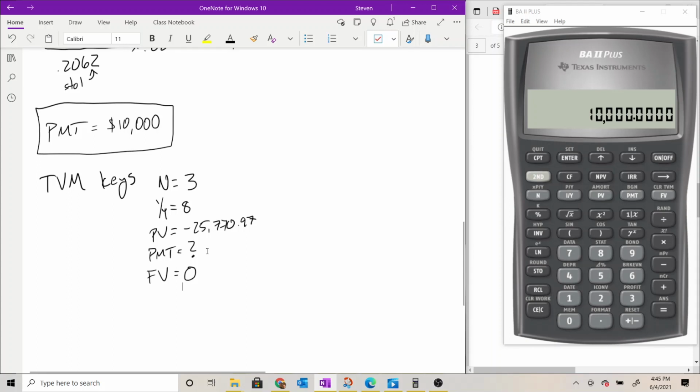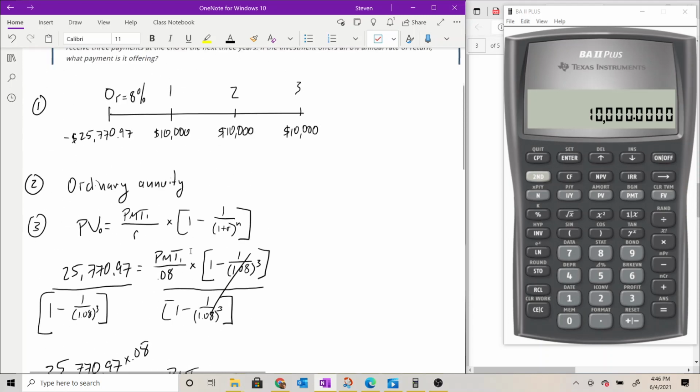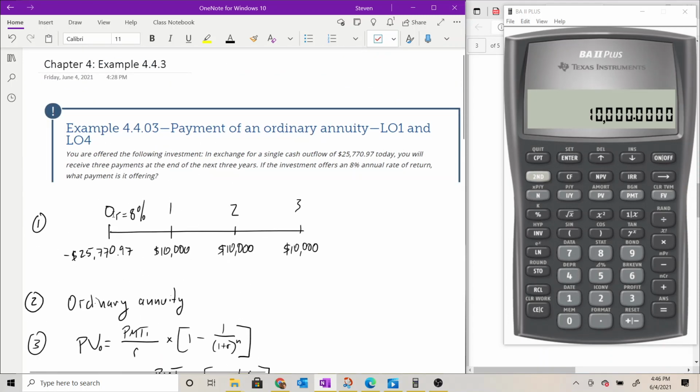So since I am solving for payment, the two other cash flow keys of present value and future value need to be not the present value and future value of this annuity, but instead what cash flows actually happen on the timeline. And on this particular timeline, we have a cash outflow of the $25,000 at time period 0. We have 3 payments of something. We're going to solve for that in a second. We know, of course, it's going to be $10,000. But if we just jumped right into the time value money keys, we wouldn't know that.